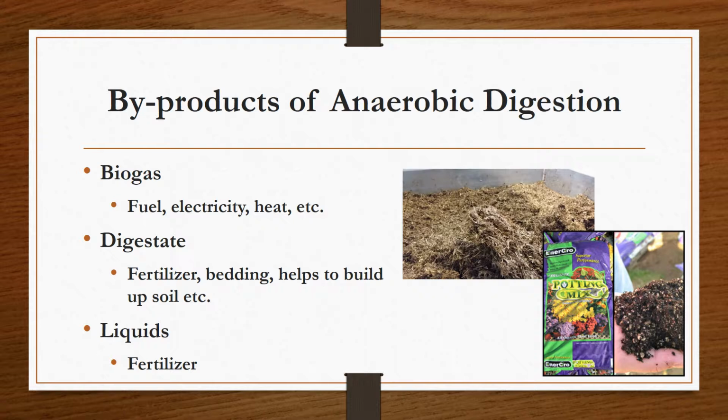Then you also have the liquid that's left over from this process, and this can be spread on fields as fertilizer. And because it's more of a liquid, it can be easier to calibrate your machine so you know how much fertilizer, how much of this liquid manure is going where, and it just spreads more evenly.